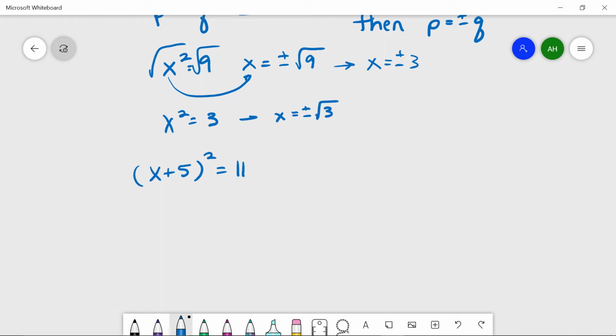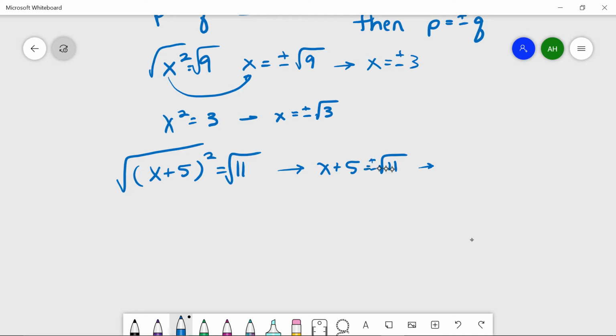Here if I've got x plus 5 squared equals 11, go ahead and just take the square root of both sides. So that's then going to tell me that x plus 5 equals plus or minus the square root of 11. We're going to move the 5 to the other side.